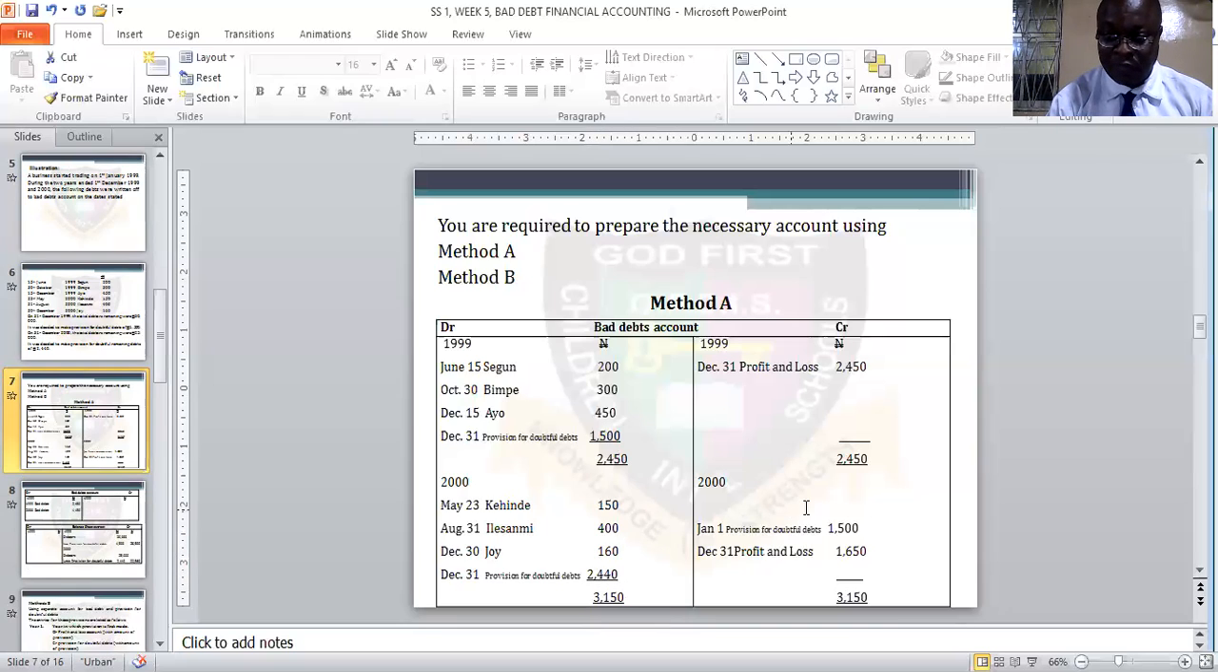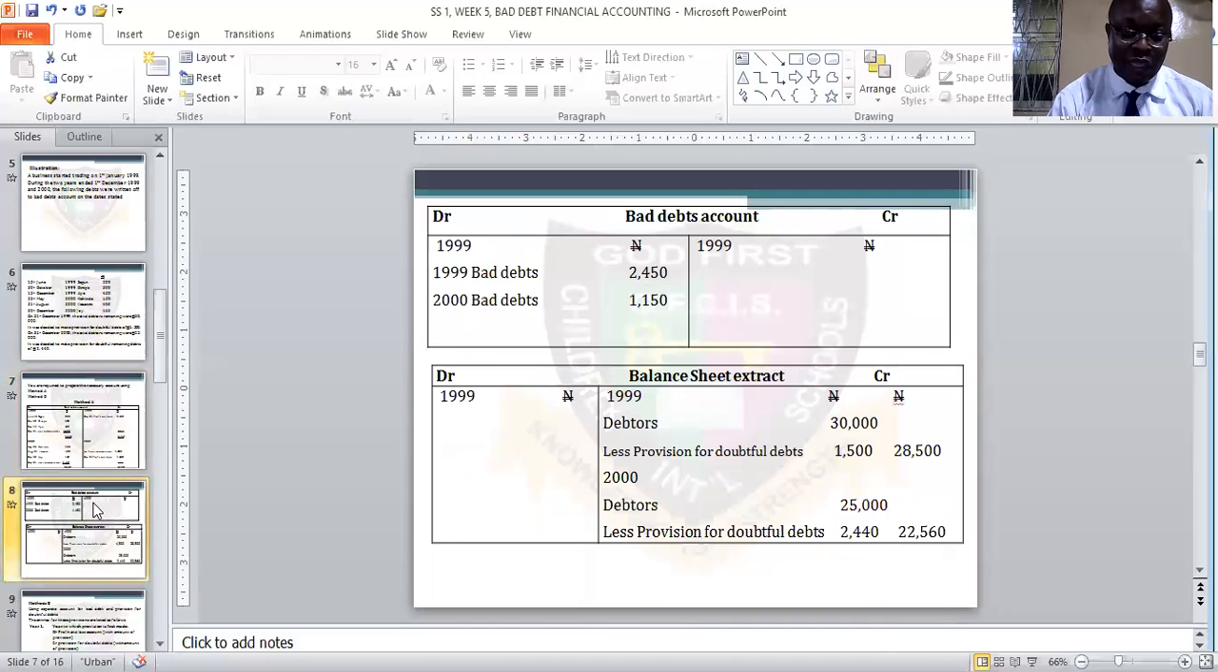So we are going to subtract 1,500, the provision of bad debt for the previous year. So we are going to be left with 1,650 naira. Then that balance we are going to call profit and loss account. So for both sides, the debit side and the credit side, we have 3,150 naira on both sides. So that is the method.